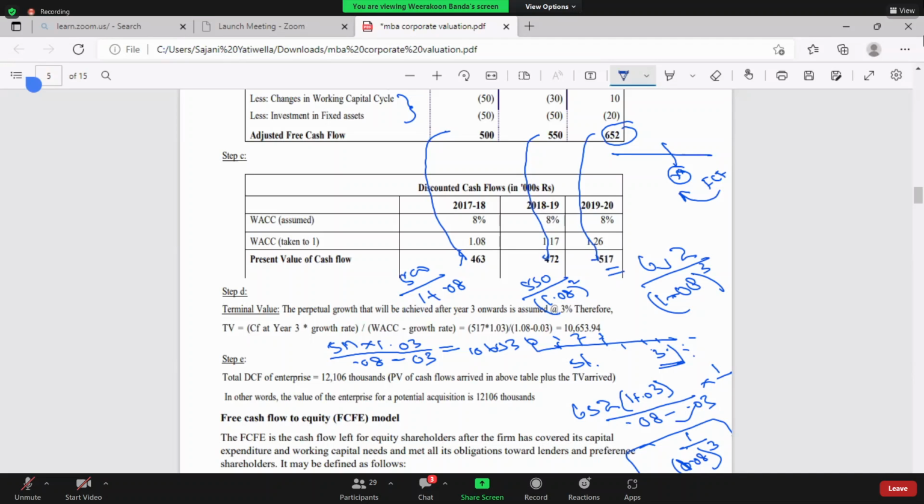517 into 1.03, final 532.51, divided by 1.08 minus 0.03. It means 1.05, divided by 1.05. 507.15. Okay. Another way, 652, 1.03, divided by 0.05.